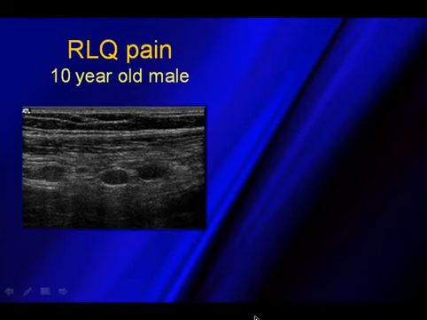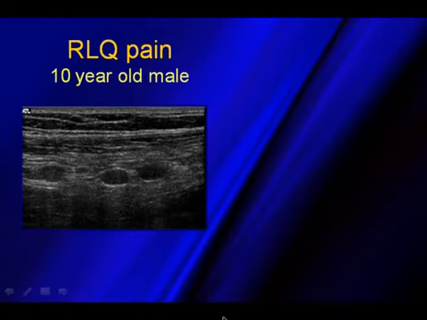This is a 10-year-old male patient that came in with right lower quadrant pain. And in scanning the right lower quadrant, we could see that he had enlarged lymph nodes. Now, you can get mesenteric lymphadenitis that we see quite frequently in these children that come in with right lower quadrant pain. But also appendicitis can cause the lymph nodes to enlarge.